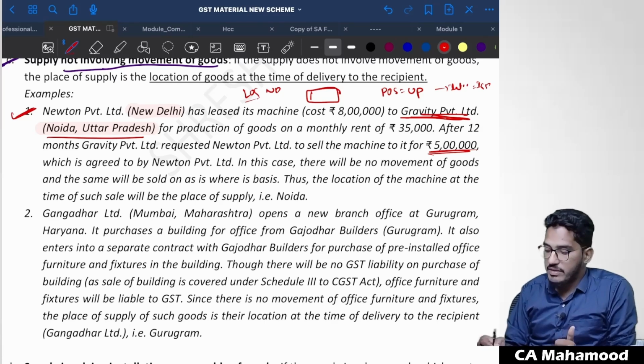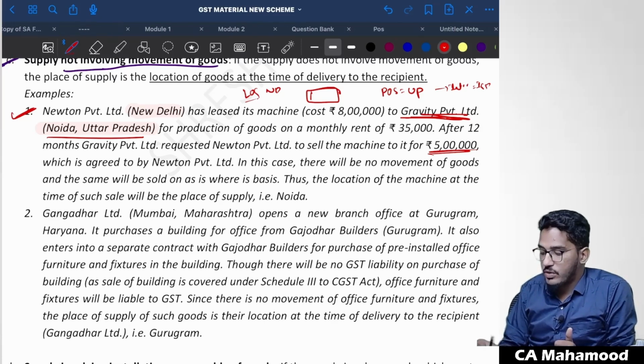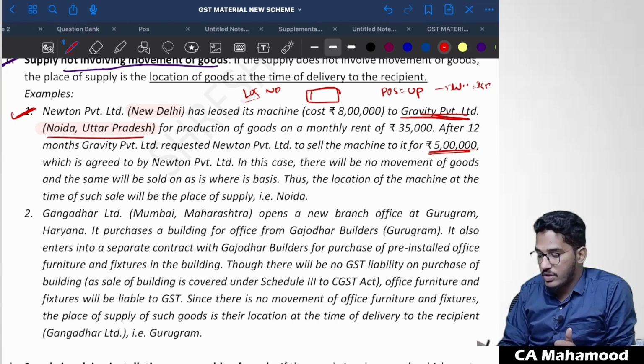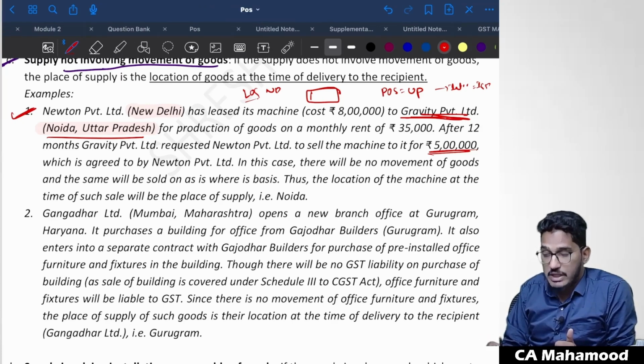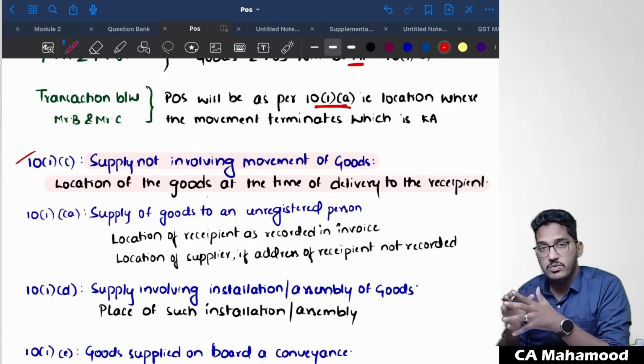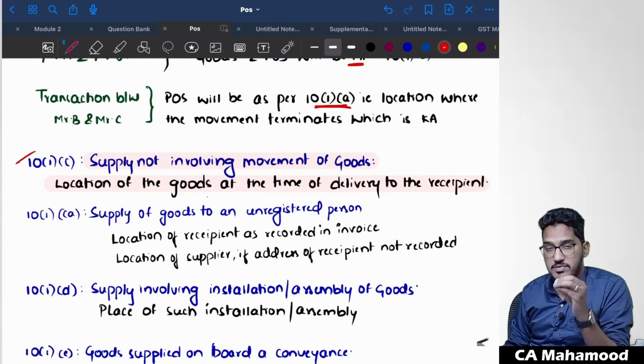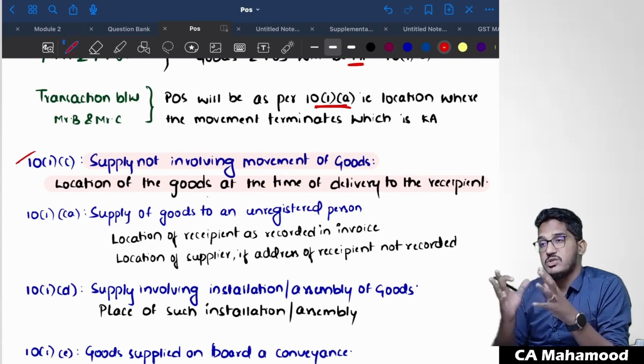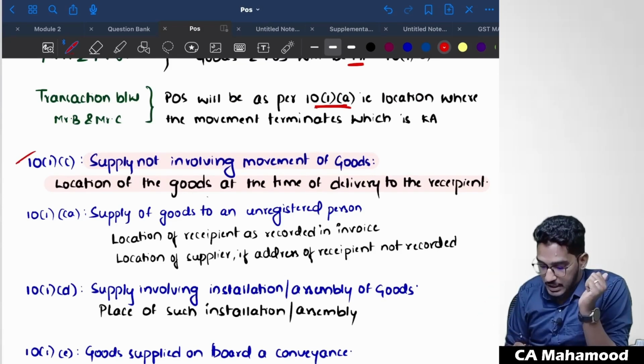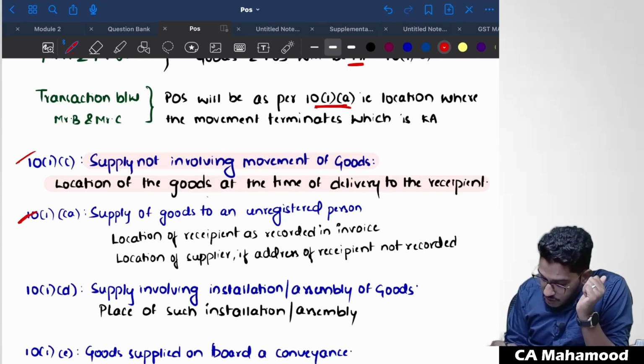Able to understand? So we have covered 3 cases: Section 10 subsection 1 clause A, where there is movement; clause B, the case of bill to ship to transaction; and clause C, how to determine place of supply in case of supply of goods which does not involve any movement. Now let us talk about the newly added provision.